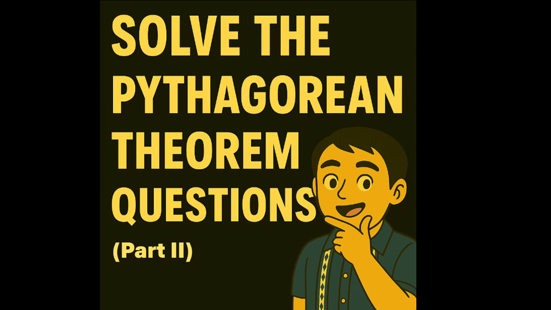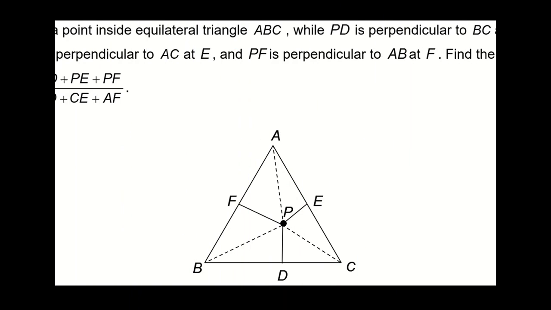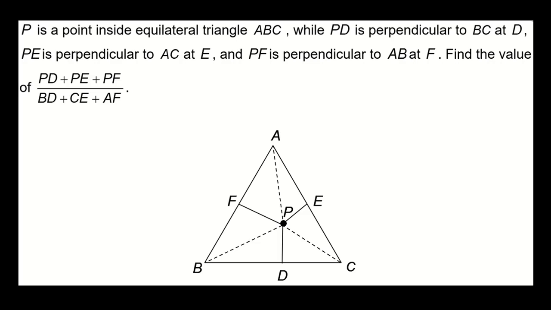Welcome to part 2 of our problem-solving series on the Pythagorean Theorem. Today we'll tackle a fascinating geometry question involving an equilateral triangle and perpendicular lines from a point inside the triangle. Let's begin. Here's the question.